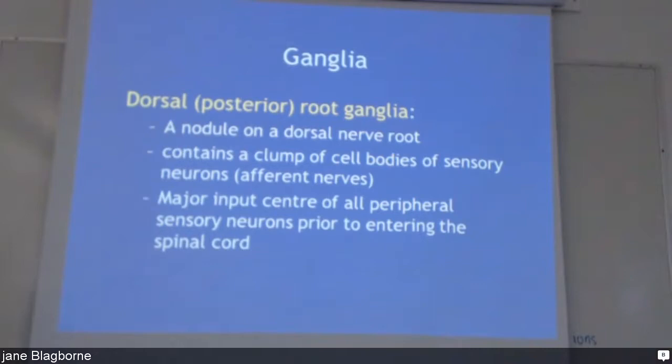The dorsal root ganglia contain the cell bodies, which are afferent nerves. So it's the major input center of all peripheral sensory neurons prior to entering the spinal cord. So that's the dorsal part.